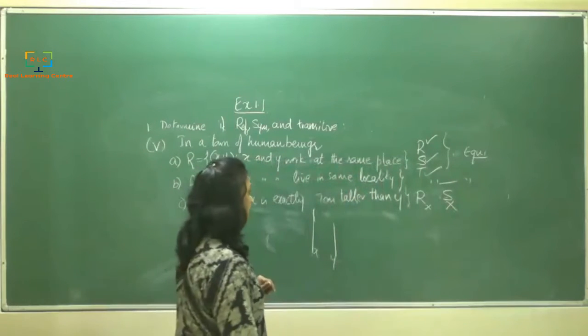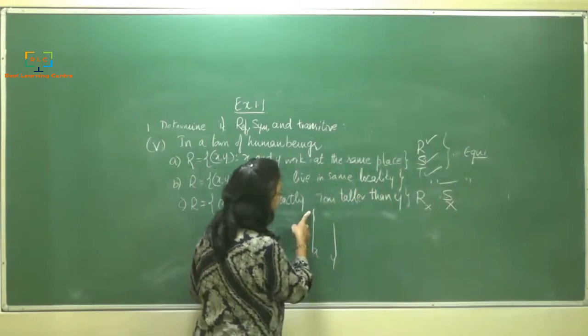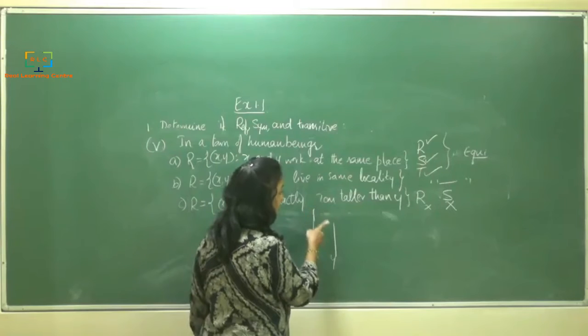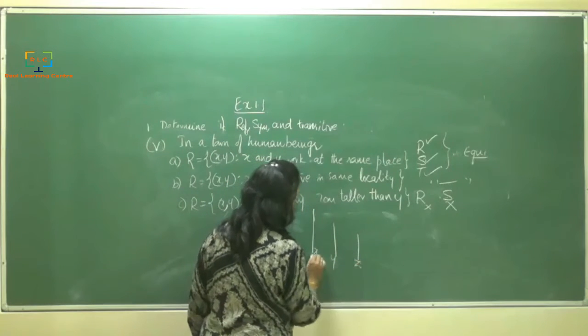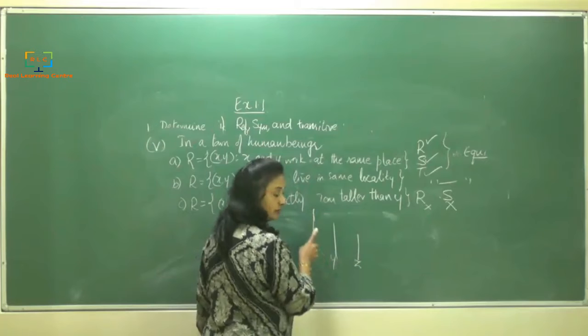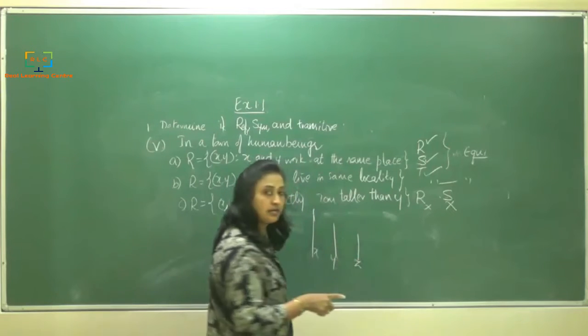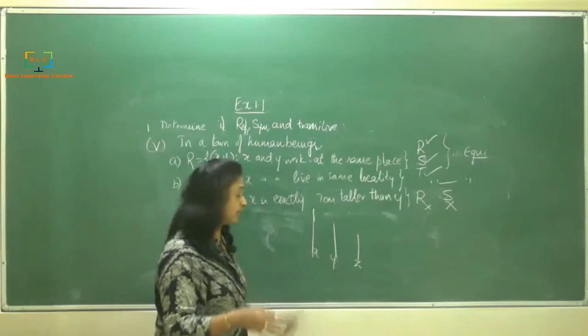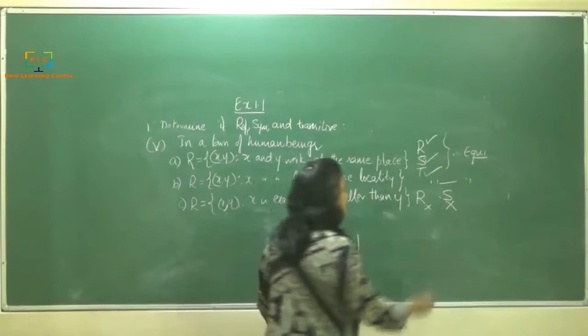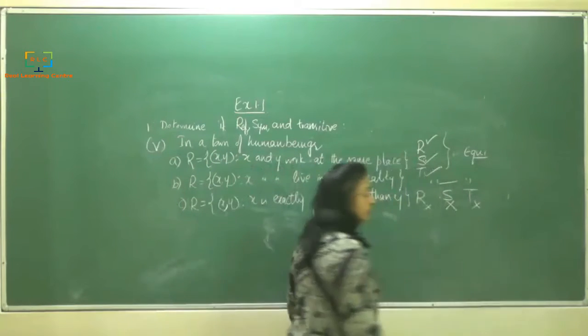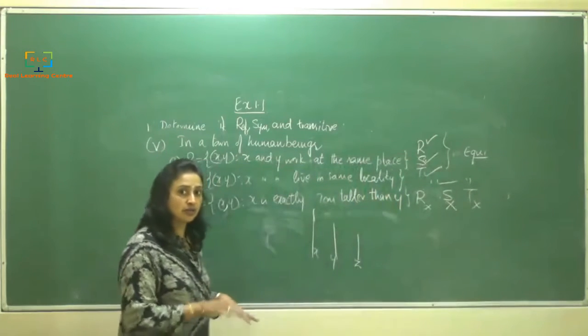Next, if X is 7 centimeter taller than Y and Y is 7 centimeter taller than Z, then is it true that X is 7 centimeters taller than Z? No, absolutely not. X is 14 centimeter taller than Z. So it is not transitive also. So it is neither reflexive nor symmetric nor transitive.